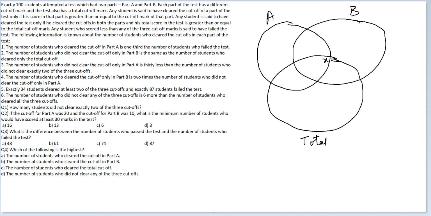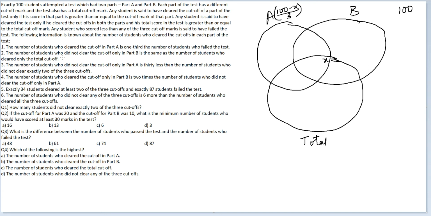Let's go read the instructions now. The number of students who cleared the cutoff in part A is one third the number of students who failed the test. There are a total of 100 students. X people are passing. So the people who are failing are 100 minus X, and one third of this is A. You record that here.